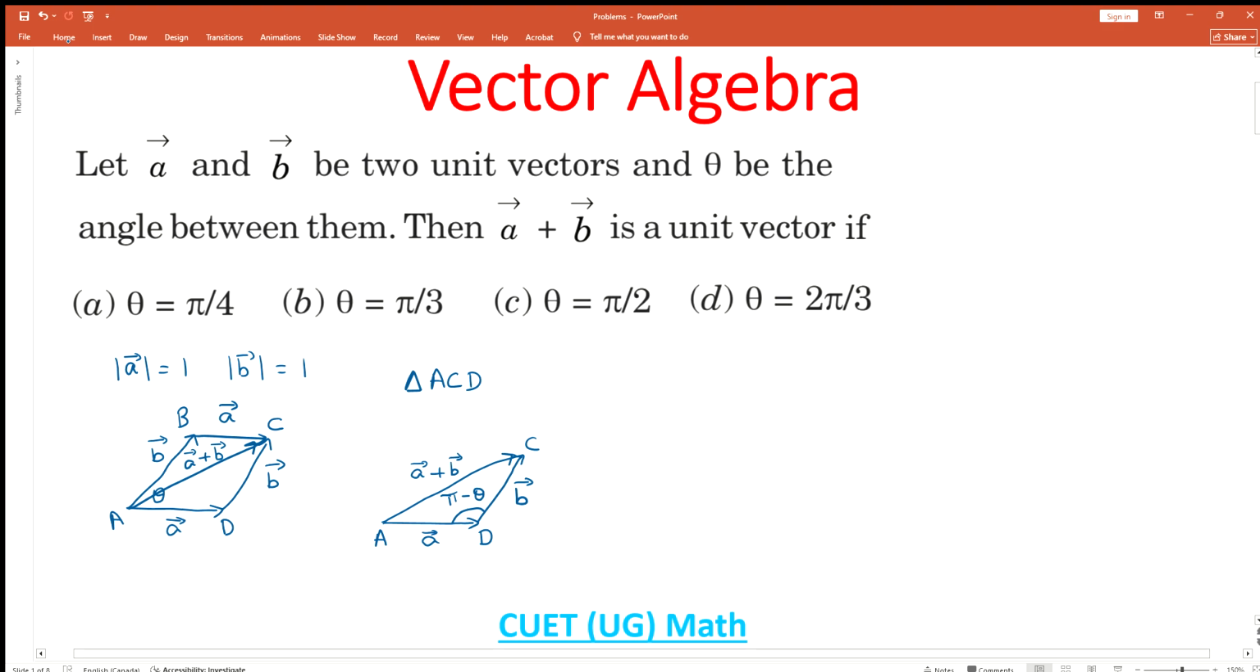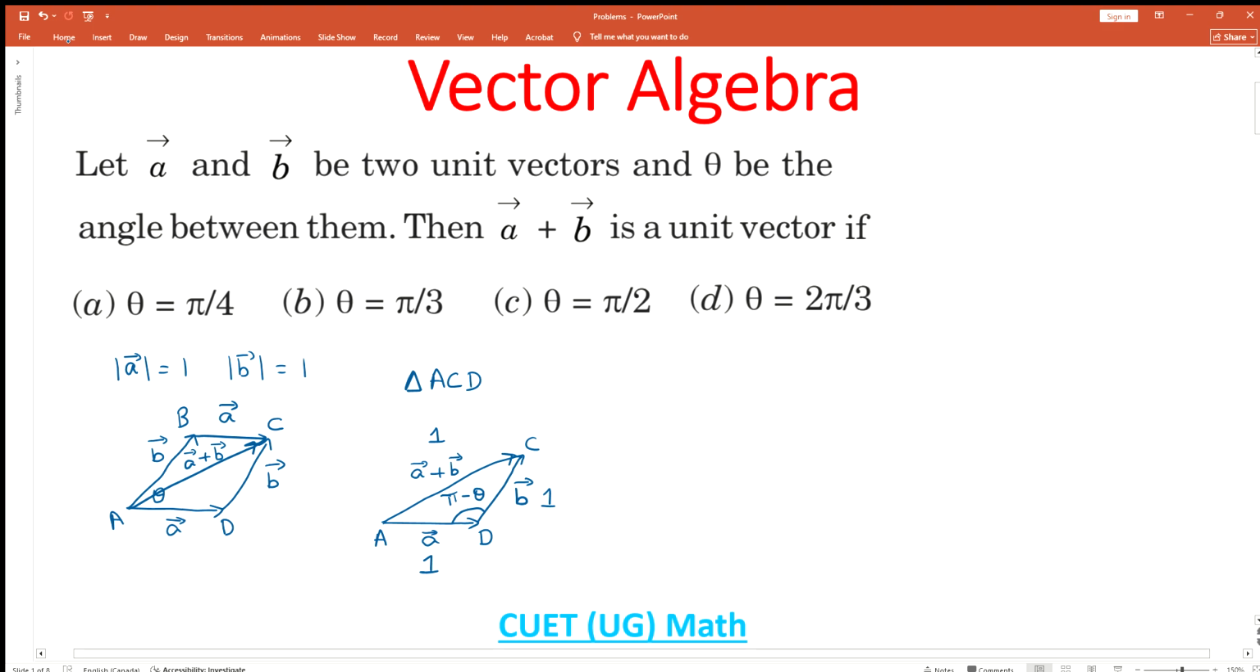In this triangle ACD, the length of side AD is 1 unit because the magnitude of vector A is 1. It's a unit vector. And the length of side CD is 1 because the magnitude of vector B is 1. If vector A plus B is a unit vector, that means the length of side AC is 1 because the magnitude of A plus B is equal to 1. In that case, this triangle becomes an equilateral triangle because all three sides have the same length, 1.